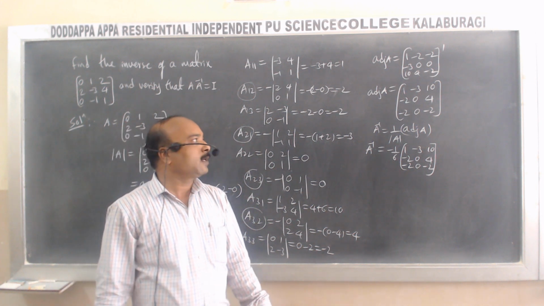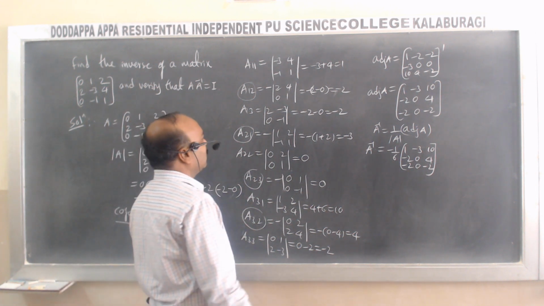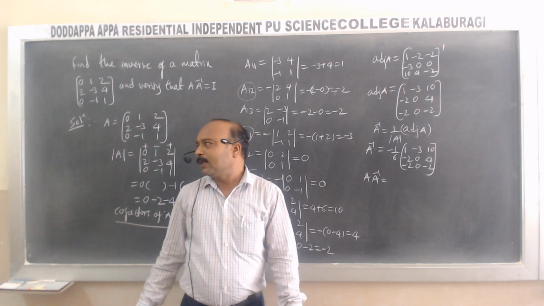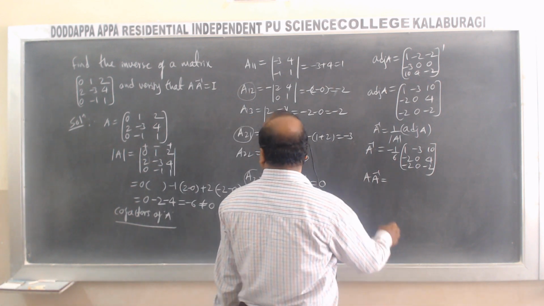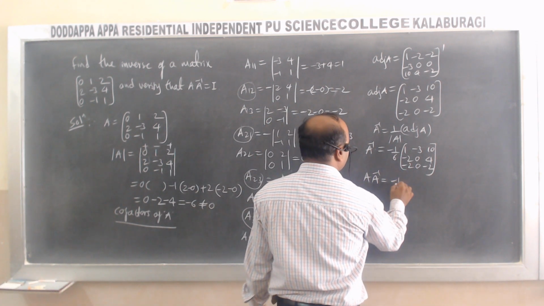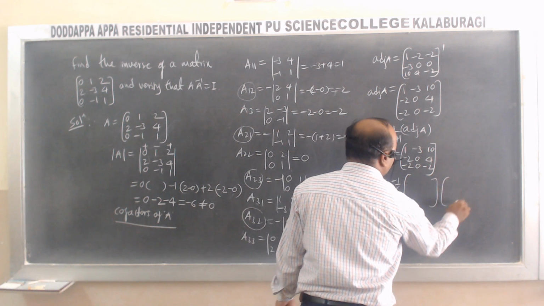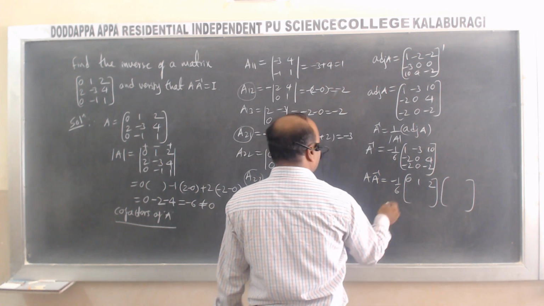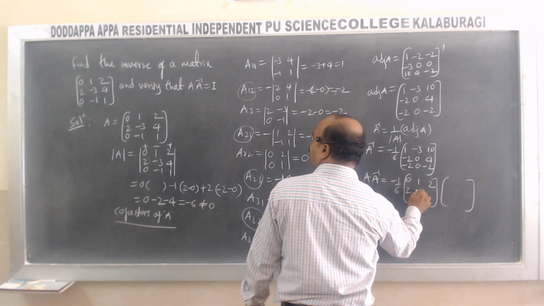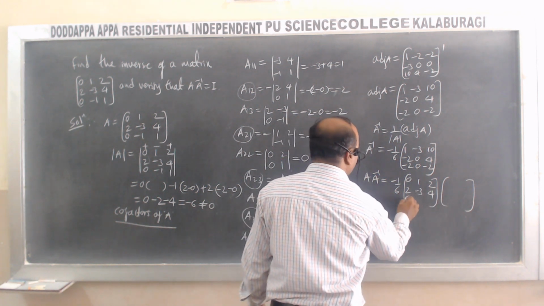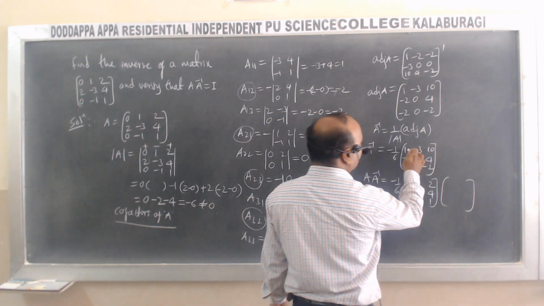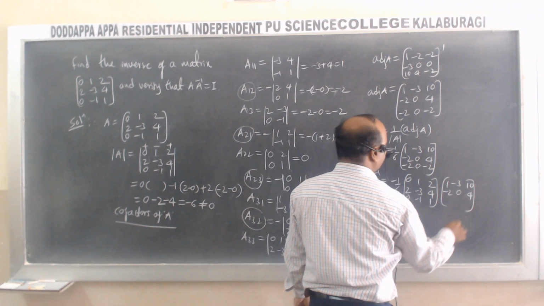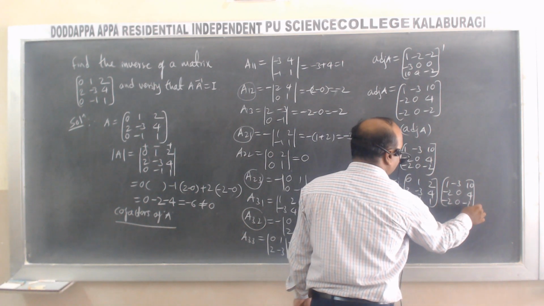Now we verify the result, whether A into A inverse equals I. Now we consider A into A inverse. First we write matrix A. Here minus 1 by 6 we write outside. Then we write the A matrix. It is 0, 1, 2; next it is 2, minus 3, 4; 0, minus 1, 1. Next here 1, minus 3, 10; minus 2, 0, 4; minus 2, 0, minus 2.